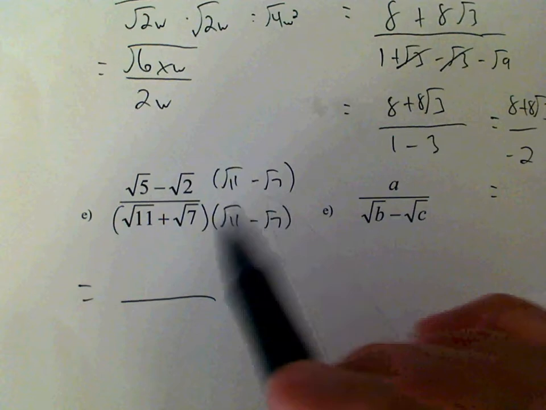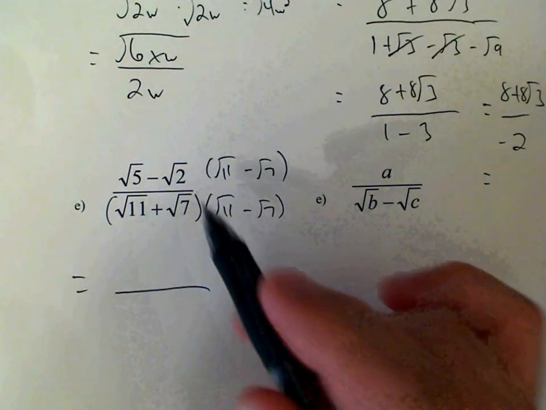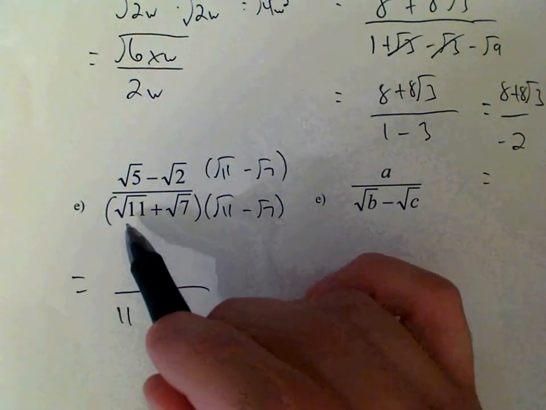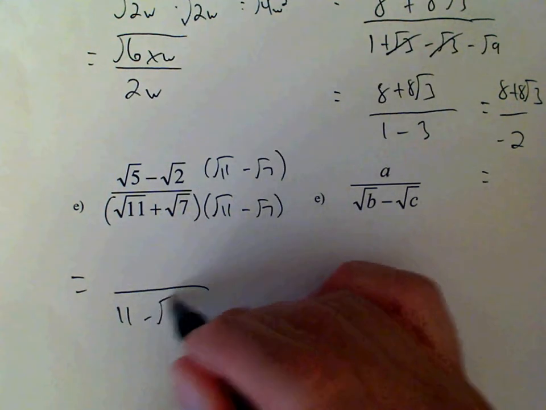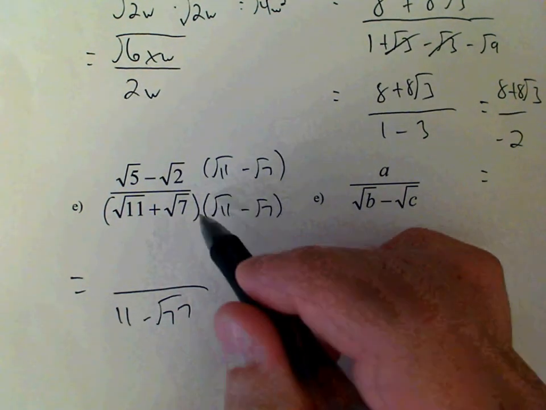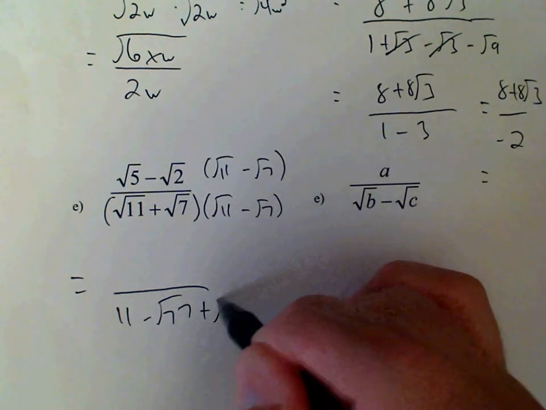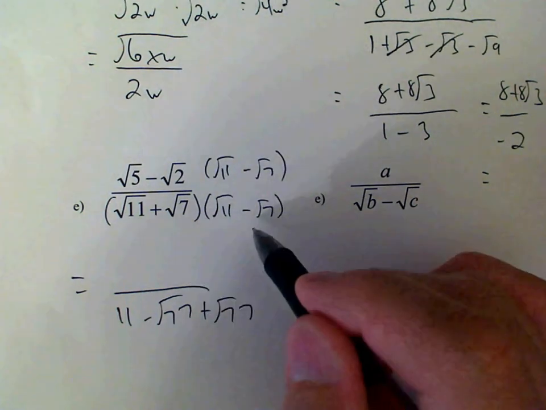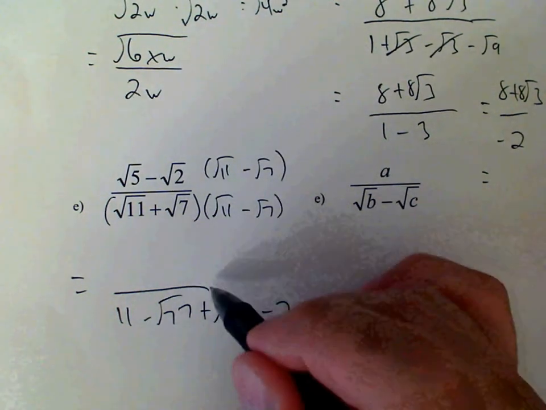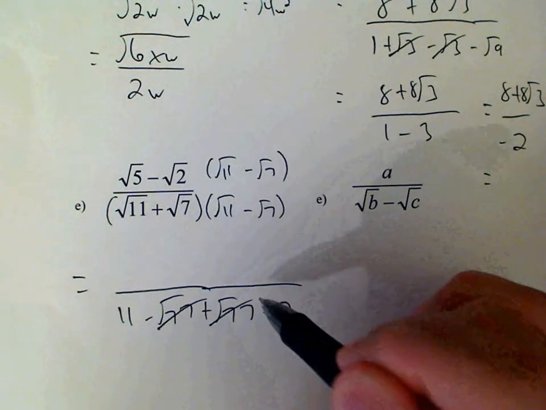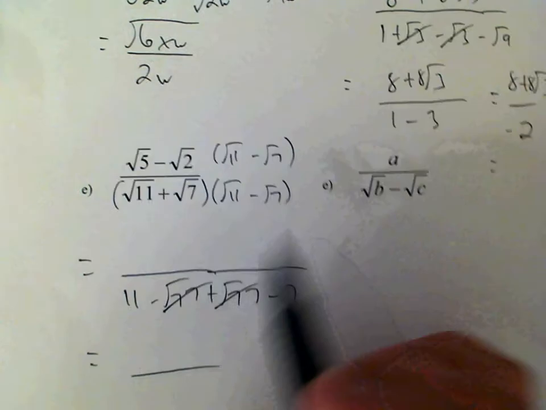Full method. Square root of 11 times square root of 11 is 11. Square root of 11 times negative square root of 7 is negative square root of 77. Plus square root of 7 times square root of 11 is the positive square root of 77. And square root of 7 times the negative square root of 7 is negative 7. These square root of 77s cancel. And it leaves 11 minus 7, which is 4 on the bottom.